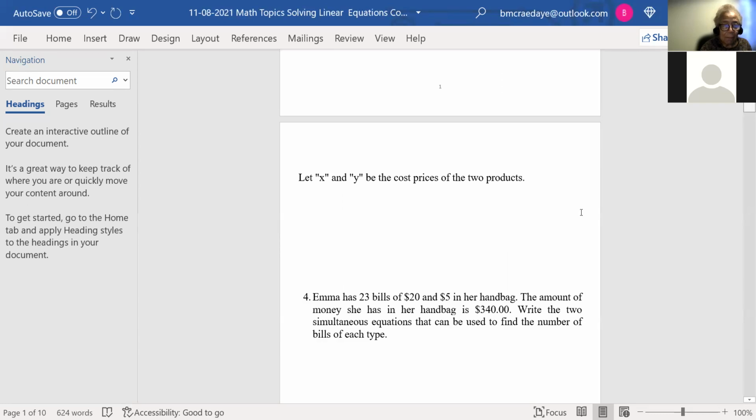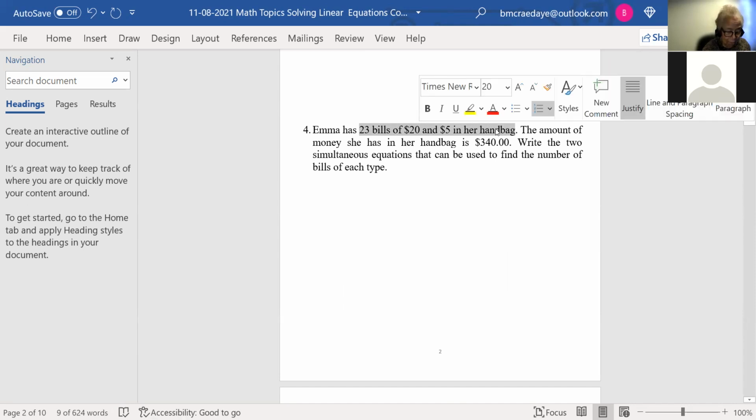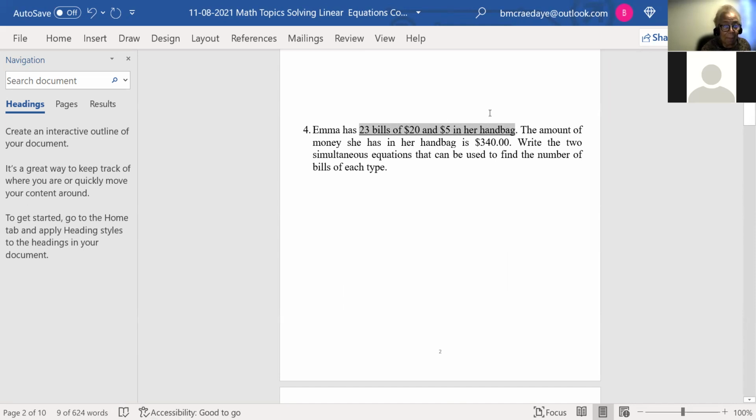So this one you were also to write simultaneous equations. So what did you write? Well, you're given, she has a total of 23 bills of 20s and 5s, right? And the amount of money she has is $340. So those are the two things you need to do your simultaneous equations.